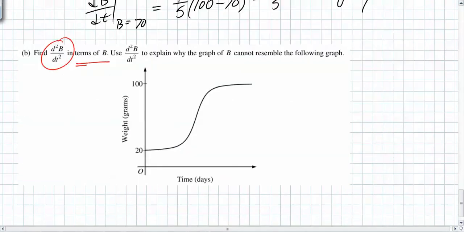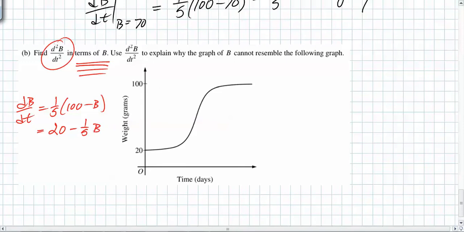So in terms of B, what does it tell you dB/dt is? 1/5 times 100 minus B. So you need to differentiate this in terms of time. Before you differentiate, what might it be helpful to do? Distribute. This equals 20 minus 1/5 B. We're going to differentiate this with respect to what? No, t, time. We're differentiating with respect to time.